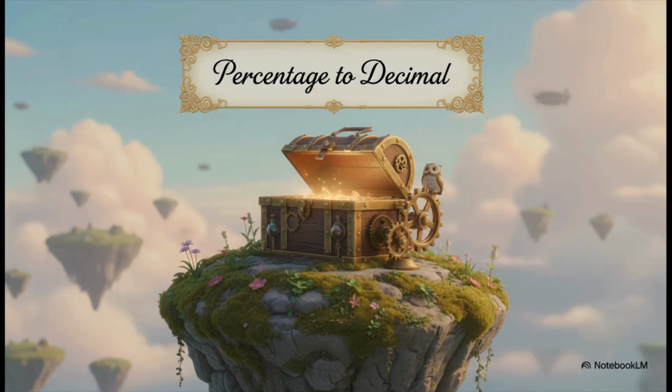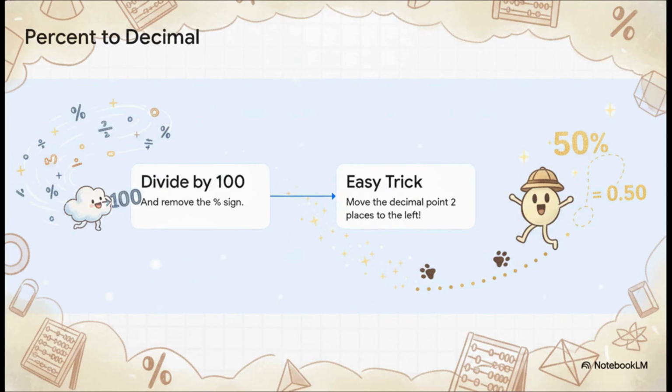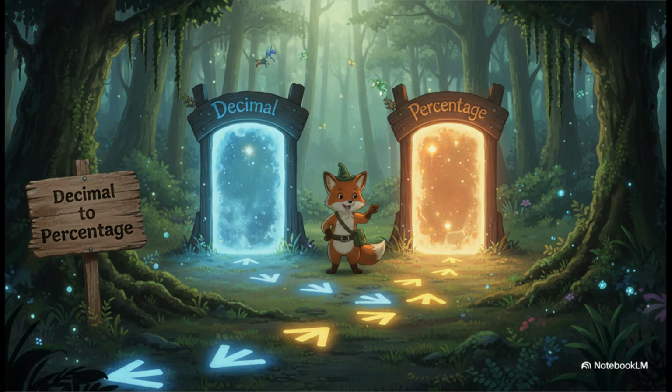First up in our toolkit, we've got the tool for changing a percentage into a decimal. This one is super useful, and you won't believe how easy it is. So the official way to do it is to divide the percentage by 100. But want to know the secret trick? The super fast way? Just find the decimal point and hop it 2 places to the left. That's it. So 50% becomes 0.50. So easy. So we just went from a percent to a decimal.